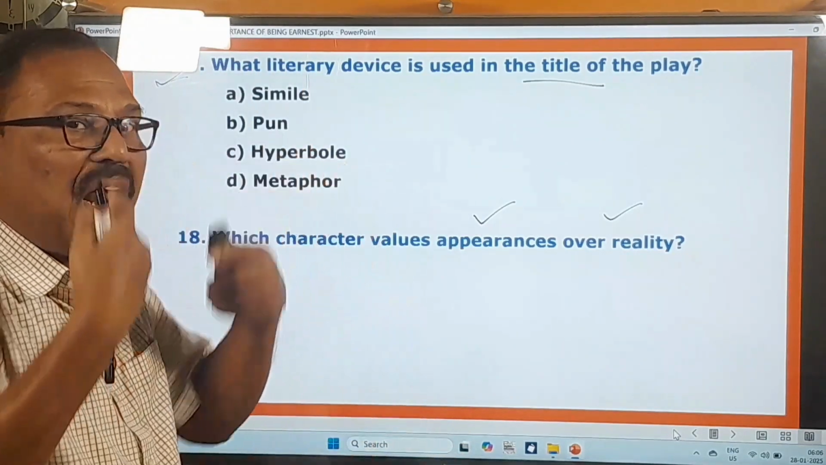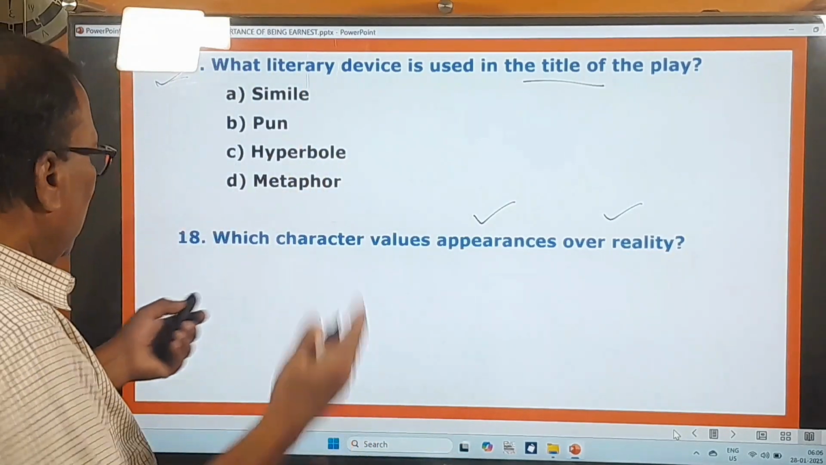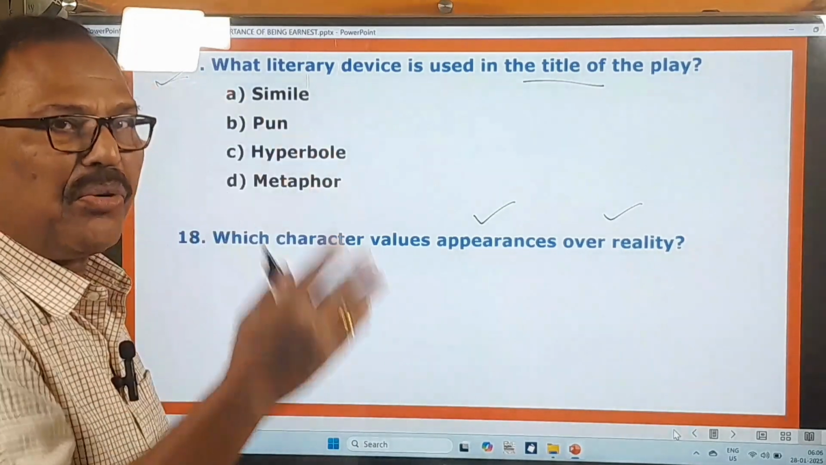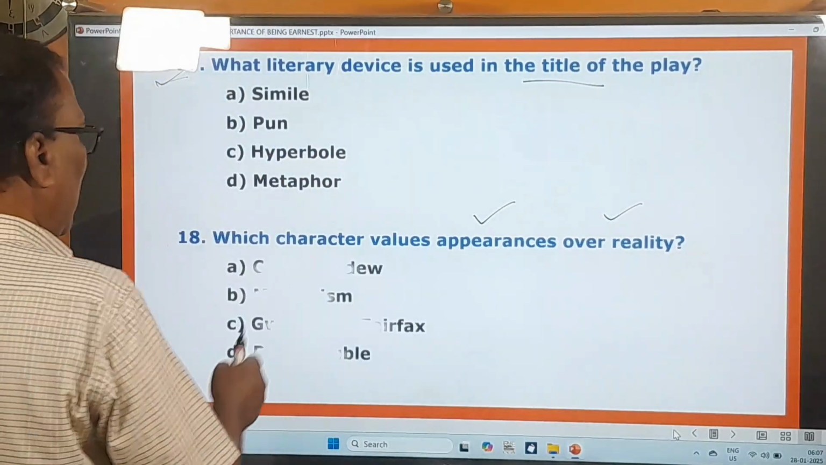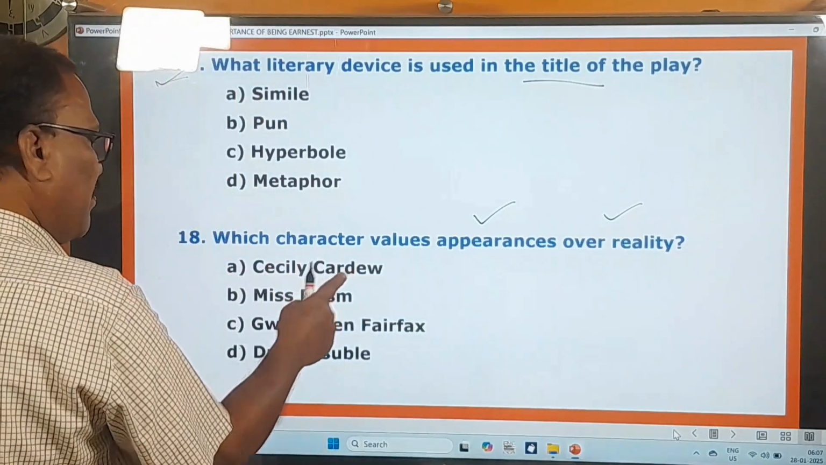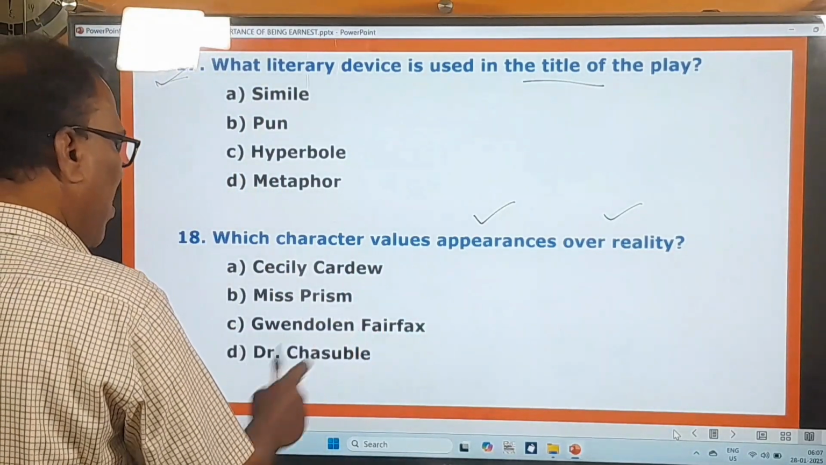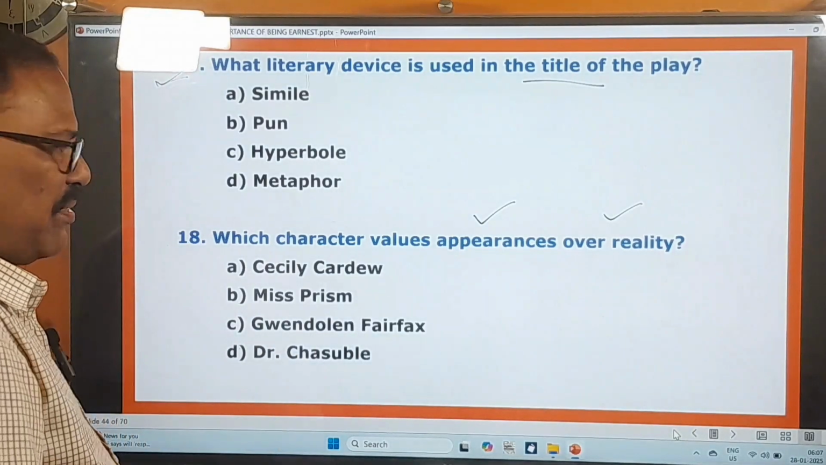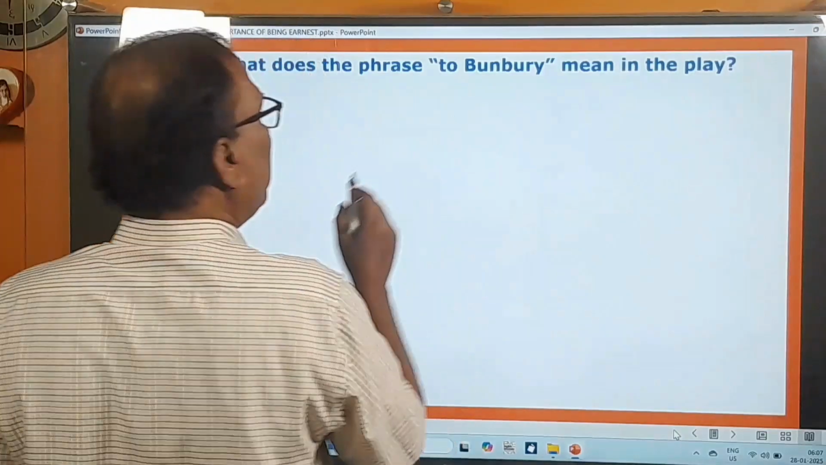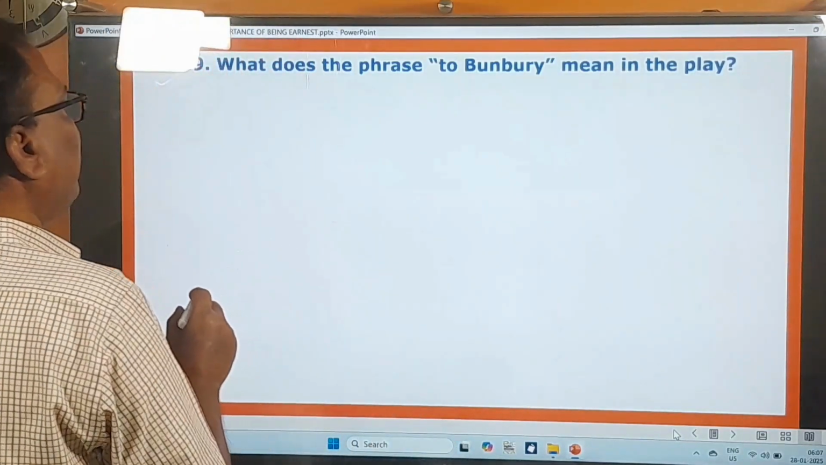Okay, not to the reality, not to the originality and all that. That was the mind of the people of the Victorian era, right? And here, which character values appearances over reality? Cecily Cardew, Miss Prism, Gwendolyn Fairfax, Dr. Chasuble, right? 19th question. What does the phrase "to Bunbury" mean in the play?